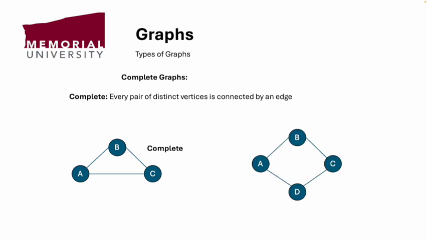What about this one? Is it complete or not? Not complete, right? Because why? Because from B to D there is no direct edge connecting them, and A to C there is no direct path connecting them either. But once we link them together, it becomes a complete graph.